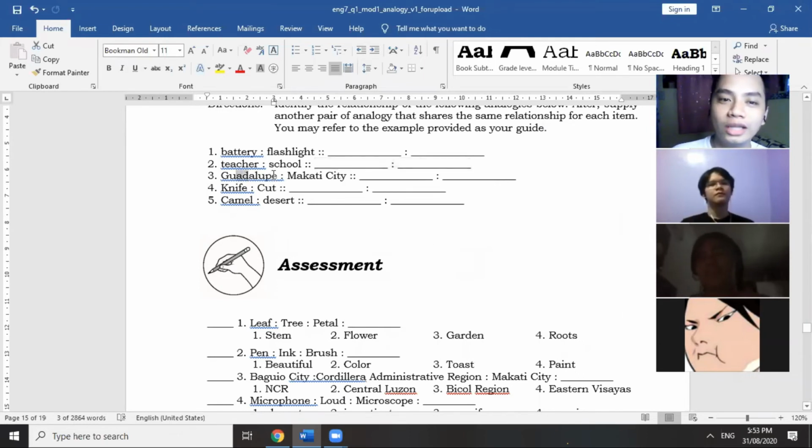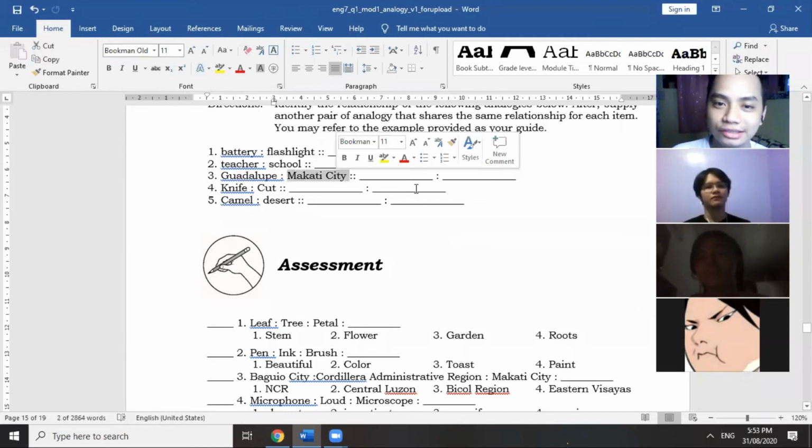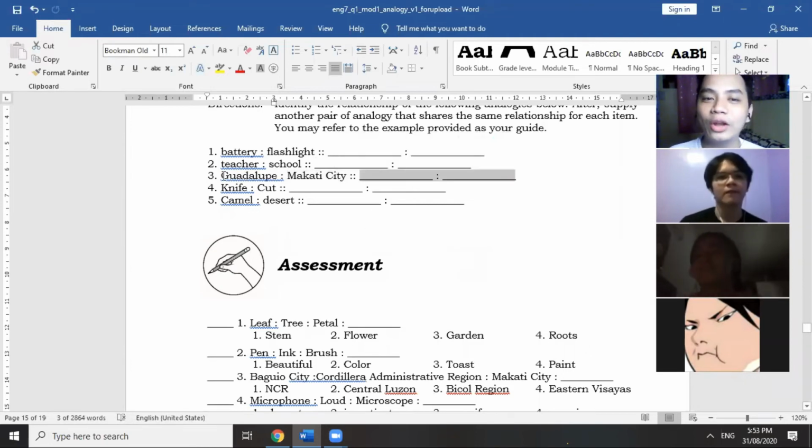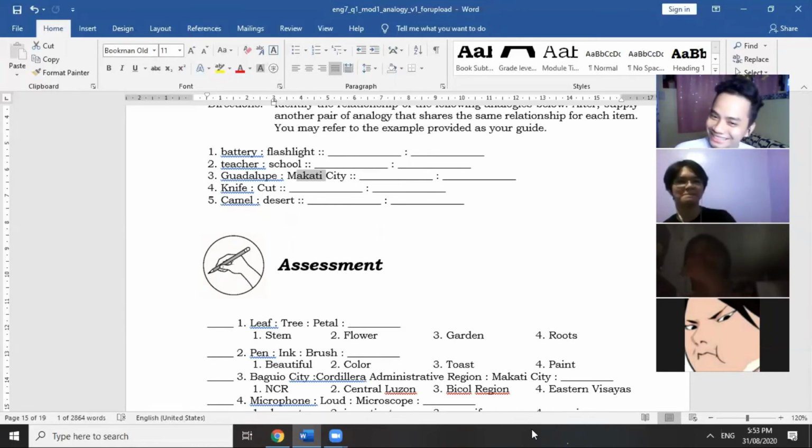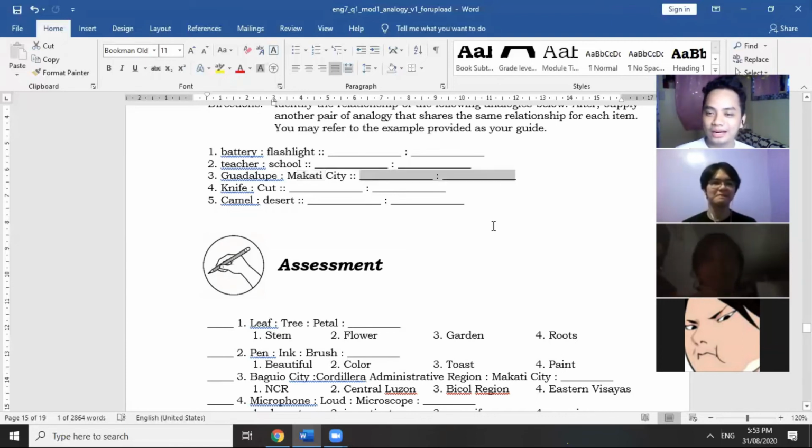Number 3. Guadalupe is part of Makati City. So can you give a sample of that? This is like one of the barangays of Makati City. In your place, you can give a sample, like one of the barangays of your municipality or city. Tambo is to Parañaque. So Tambo is a barangay, right? Yes. Okay.